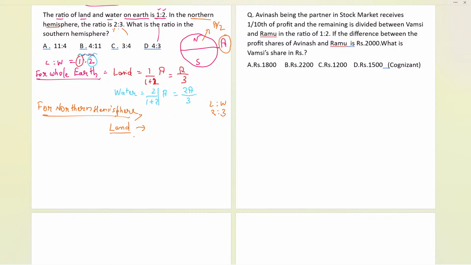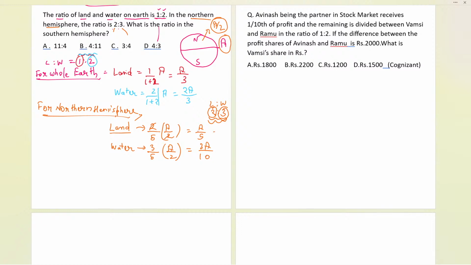Now how much land is there? 2 parts out of a total of 5, and the total region we have is A by 2. So I multiply by A by 2, and if you calculate, it comes out to be A by 5. Now let us write for water. It will be 3 parts out of 5 parts, again multiplied by A by 2, and we get 3A by 10.